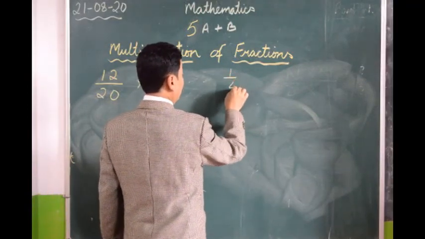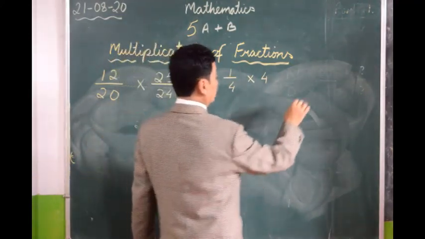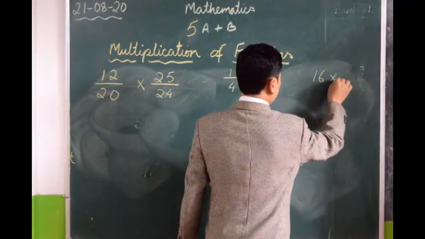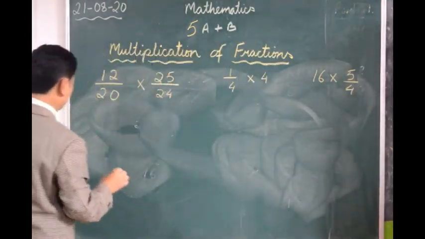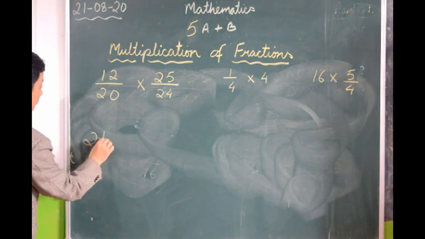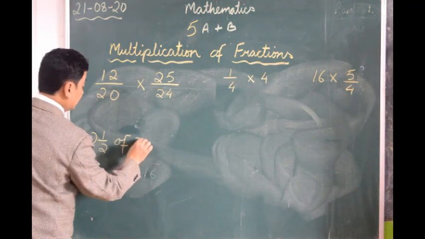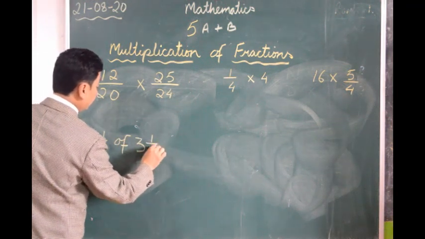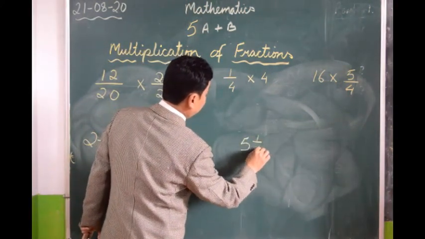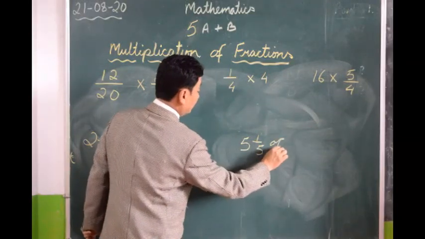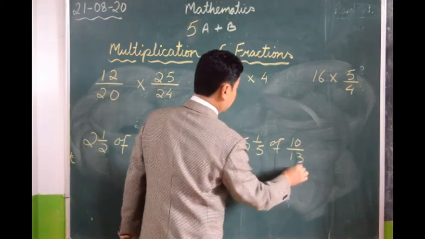1 upon 4 into 4. 60 into 5 upon 4. Let's do some more. 2, 1 upon 2 off. Let me explain this later. 3, 1 upon 5. 5, 1 upon 5 off. 10 upon 30.